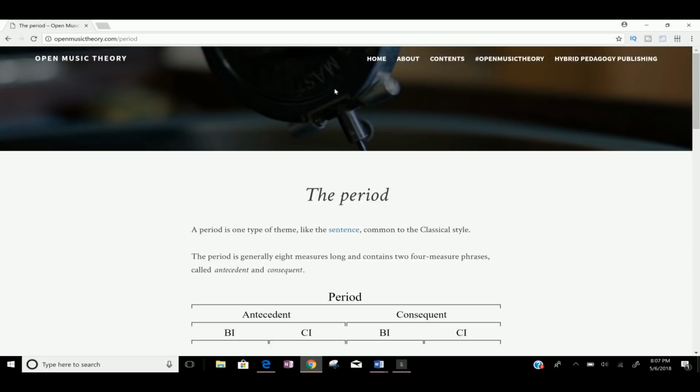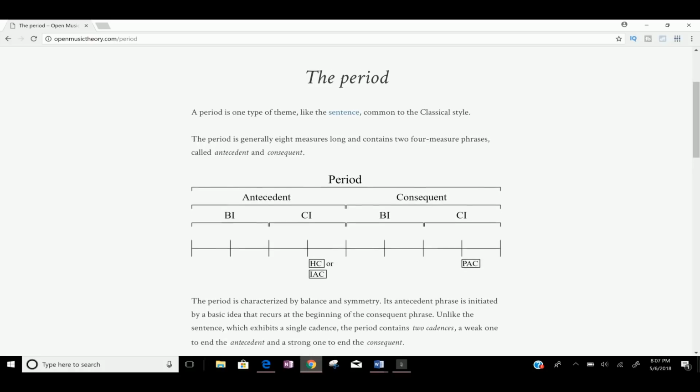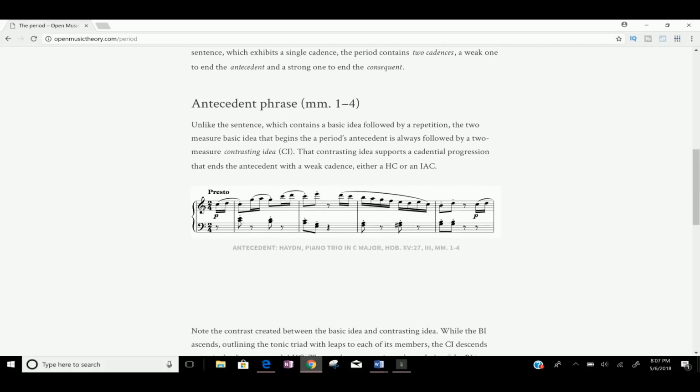Okay, I want you to take a look at this page. It's openmusictheory.com/period. I'll try to remember to put a link in the description. Remind me if I don't once the lesson is posted. So here we have the period, which is made up of 2 phrases, an antecedent phrase, which kind of sets it up, and a consequent phrase. So let's take a look. I'm not going to get into the really nitty gritty because I'm just trying to get you the basic concepts of how these work.